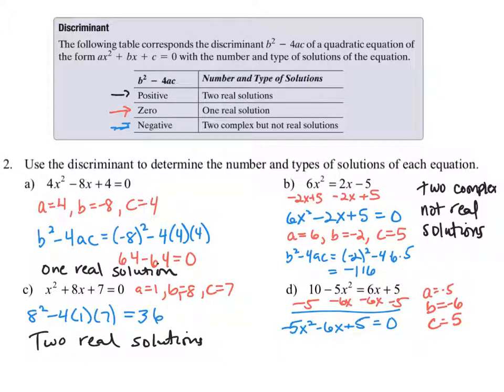Using the formula for b squared minus 4ac, we get negative 6 squared minus 4 times negative 5 times 5, and that is equal to 136. It's positive, so that means we have two real solutions.